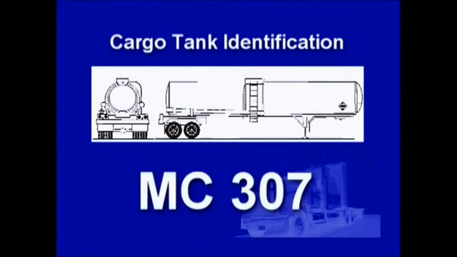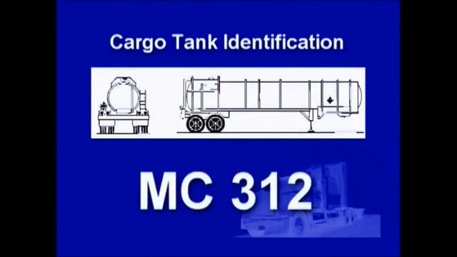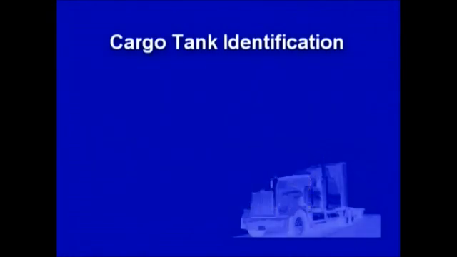The MC307 is used for flammable and combustible liquids, mild corrosives, and most liquid chemicals. It is a round tank that has the capacity of 6,000 to 7,000 gallons. The MC312 is even smaller than the 307 and is used typically to transport corrosive materials. The MC312 has a typical capacity of 5 to 6,000 gallons.